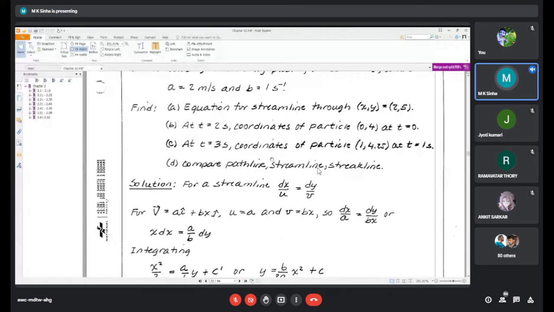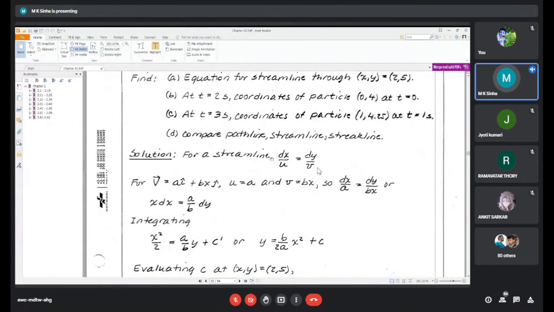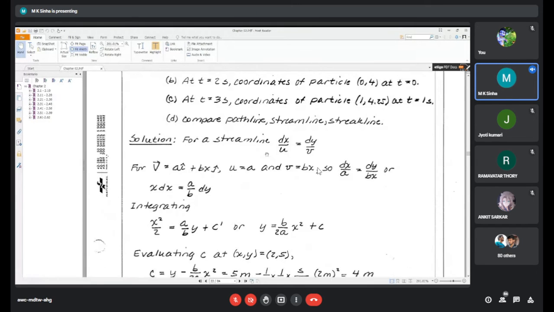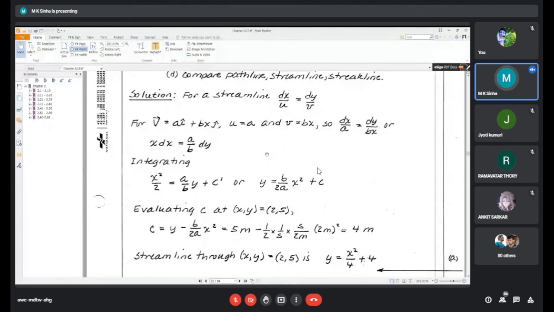V, that is the velocity vector, is given. From the velocity vector we can find the components of the velocity along the x-axis and along the y-axis, and we can write x dx equals a y b dy. Integrate it, and that will come out as y equals b by 2 x squared plus c.